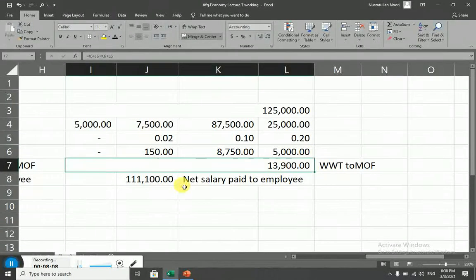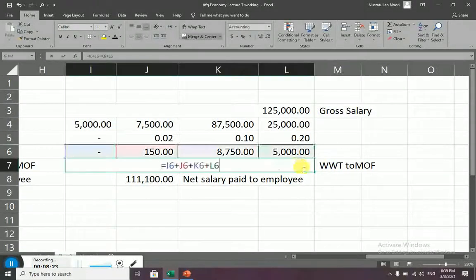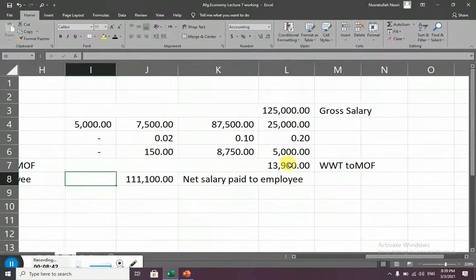Now we'll add up all these taxes and deduct it from the gross salary. This is your gross salary, so we'll have to deduct it from the gross salary. So let's add all of them: 0% is 0 tax, 150, 8,750, 8,750, and 5,000. Let's add all of these 4. What do we have? We have 13,900.